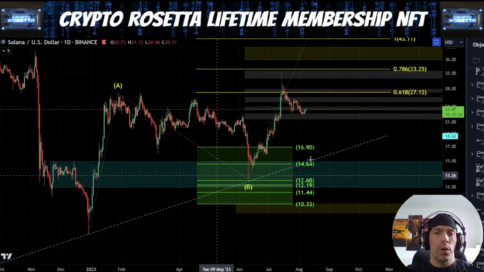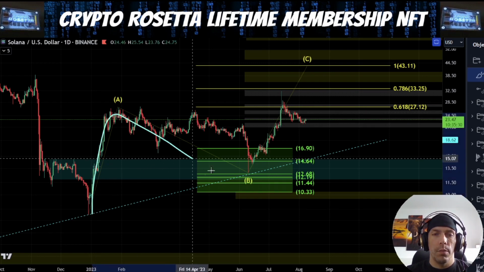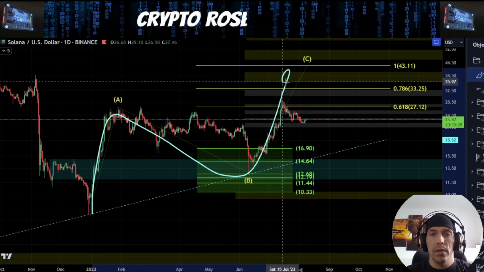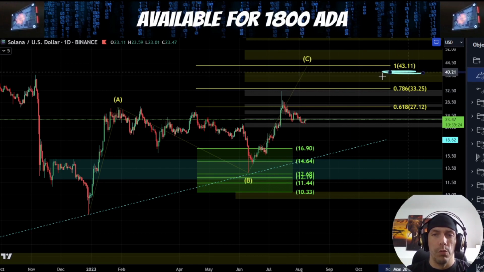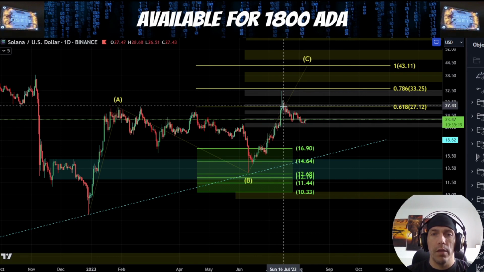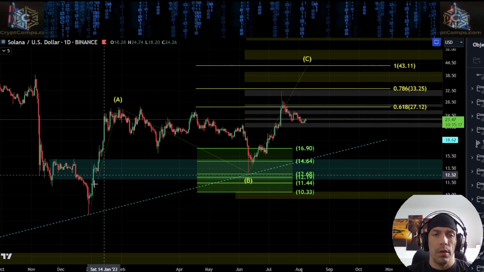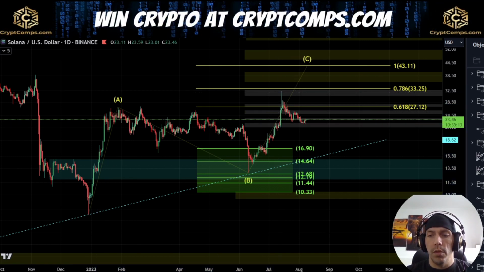Okay, so of our higher degree counts, we're looking at two things here. We're looking for the potential that this could be a bigger ABC pattern to the upside, in which case we're looking to potentially come up towards this 1-to-1. Now we need to be careful because we have come up past the 0.618 area, which is a minimum requirement.